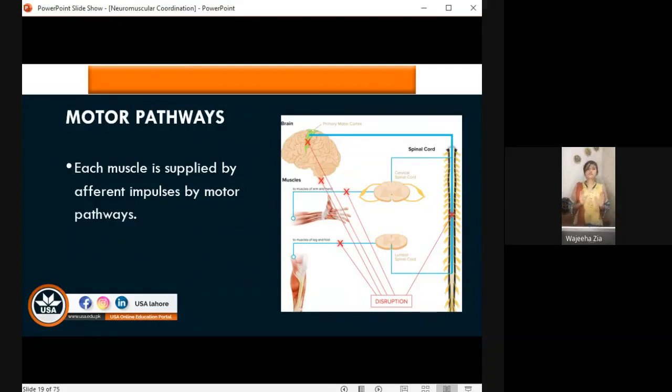Motor pathways. We are familiar that each muscle is supplied by efferent impulses, or the nerve supply, by the motor pathways. You're familiar with the nerve supply of all the muscles. So what will happen if the nerve is damaged? Of course, the muscle will not be able to produce contraction or perform any activity. In case of wrist drop, the radial nerve is damaged. So what will happen? Muscles are normal, but there's no nerve supply, so the person will not be able to produce the activity. You can see upper limb, lower limb, and trunk, all the muscles are supplied by the motor pathways. So one basic thing which is required for coordinated action is the motor pathways.